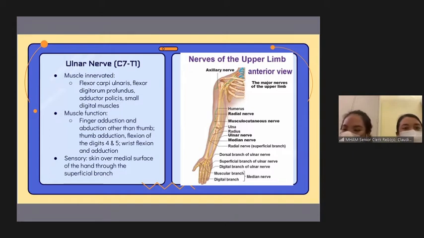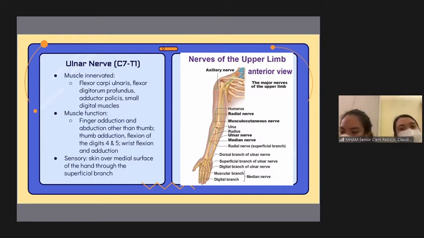Lastly is the ulnar nerve, which innervates the flexor carpi ulnaris, flexor digitorum profundus, adductor pollicis, and small digital muscles, and which functions as finger adduction and abduction, thumb adduction, flexion of digits 4 and 5, and wrist flexion and adduction. Sensory, it supplies your skin over the medial surface of the hand through the superficial branches.